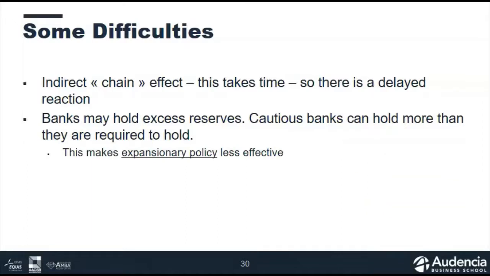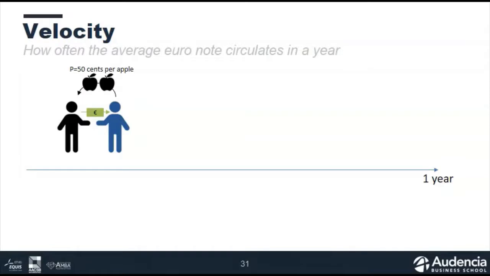And the last thing I want to talk about, that's some of the difficulties, is what's called management of velocity of money. And I want to explain this through a very simple example of what is velocity. So velocity of money looks at how often a dollar note or a euro note, if that existed, circulates in an economy in a given period of time.